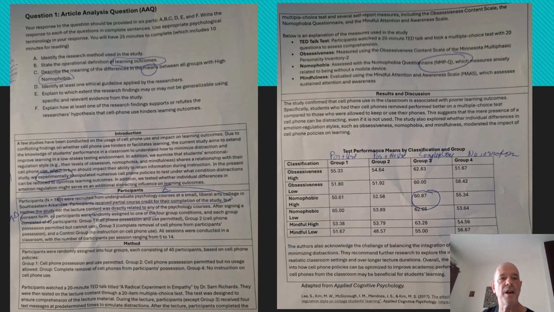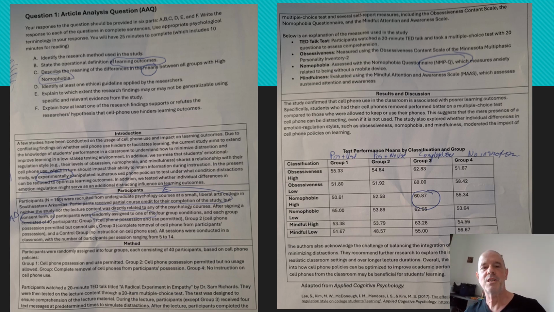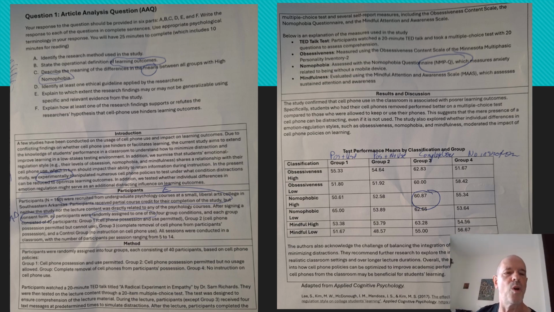The fourth question: identify at least one ethical guideline. It's got to be something that's stated pretty easily. I think pretty much we'll all get that one right. Then: explain to what extent research findings may or may not be generalizable using specific relevant evidence from the study.